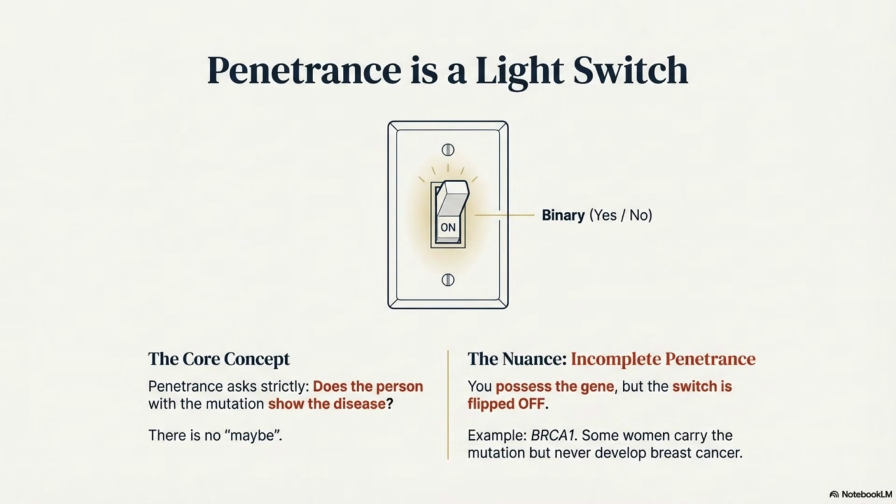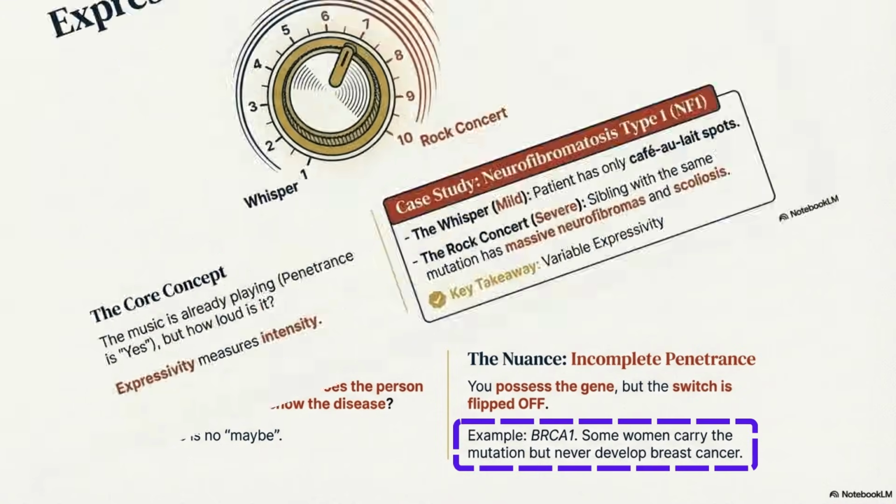Penetrance. This is binary. It's a yes-no question. Does the person with the mutation show the disease? Imagine a light switch. If the switch is on, you have the disease. If you have the gene but no disease, that is incomplete penetrance. Example, BRCA1 gene. Some women have the gene but never get breast cancer.